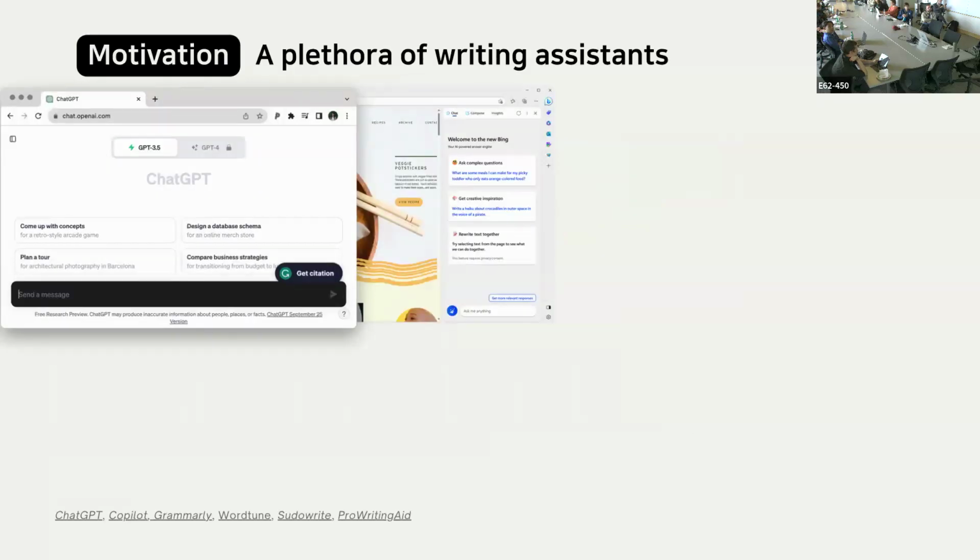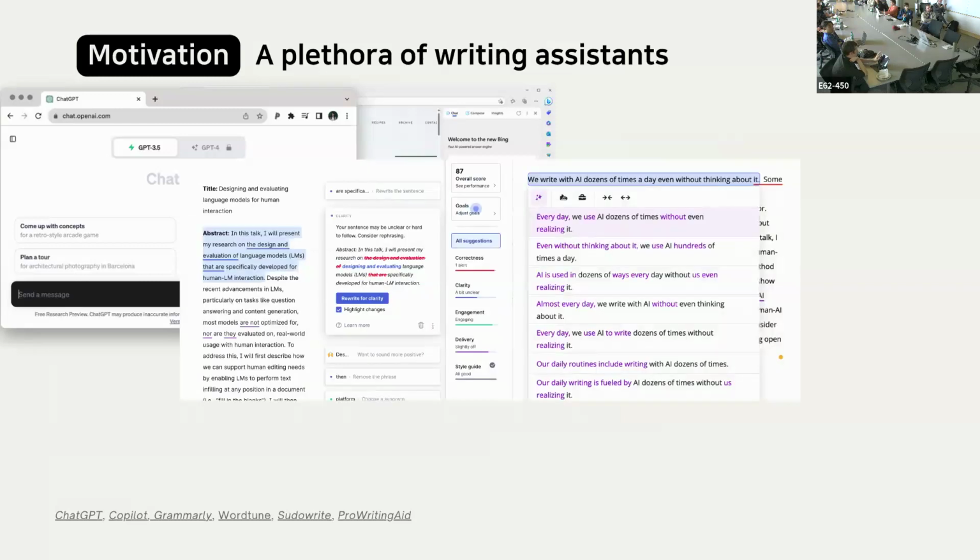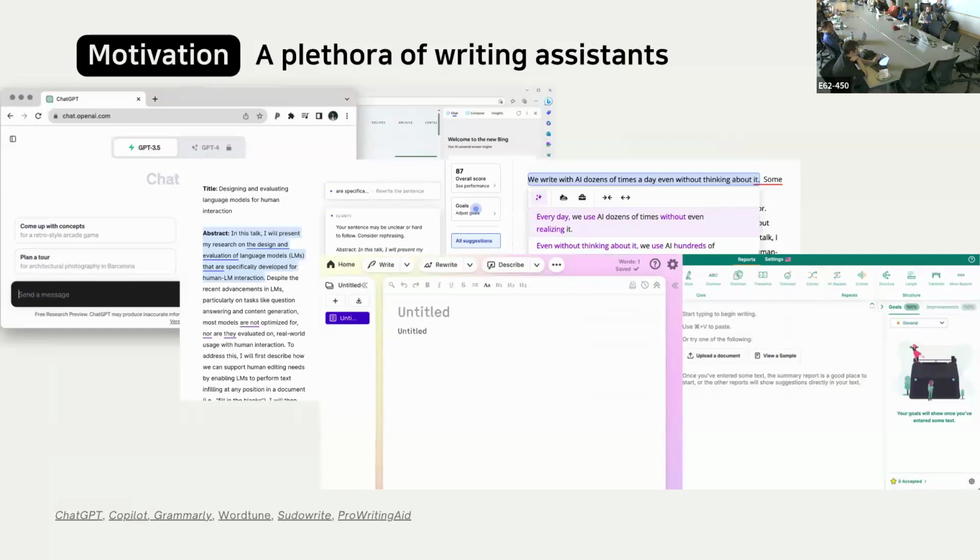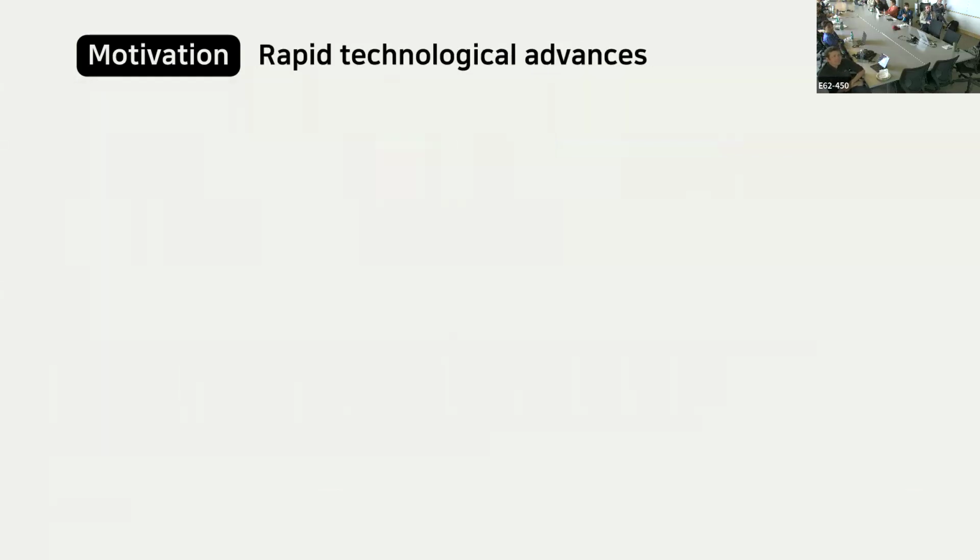So the motivation for this is that there are a lot of writing assistants. There are ChatGPT, Bing Chat, Grammarly, WordTune, and Sudowrite, and ProWriting Aid, and Copy.ai, CopySmith, Jasper, and so many more. But then there are even more proposed writing assistant prototypes in the research community.